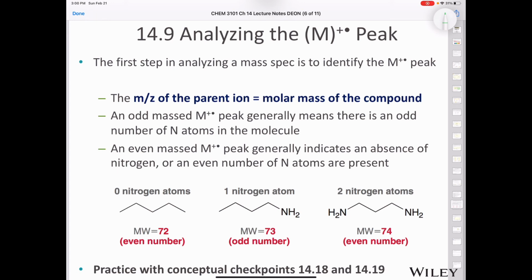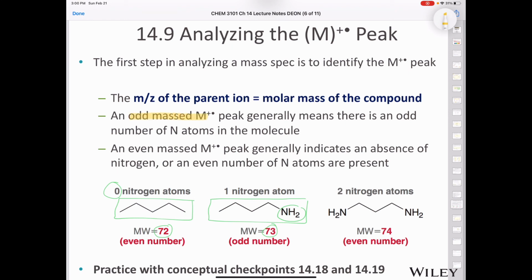So if we take a look at this molecule here, this is pentane. It has no nitrogens in it, and you can clearly see that it has an even molar mass. If you take a look at this compound here, it has 1 nitrogen in the compound, and therefore it has an odd molar mass. And you can see that rule here.